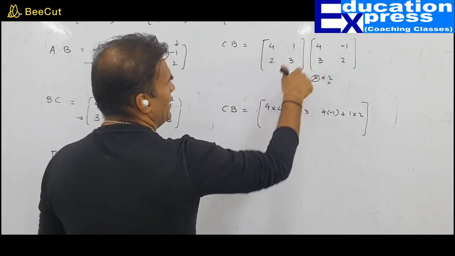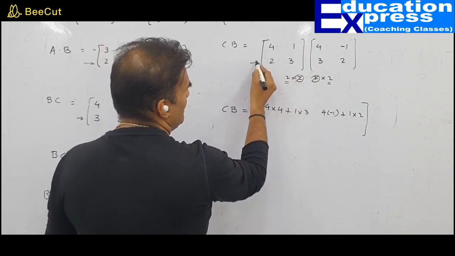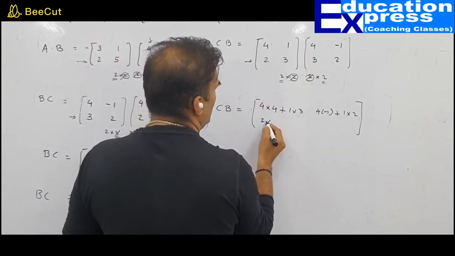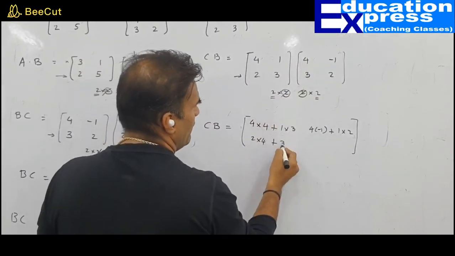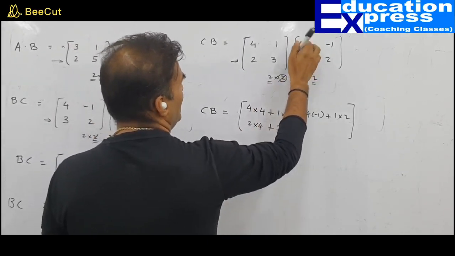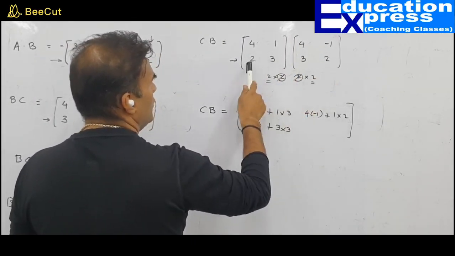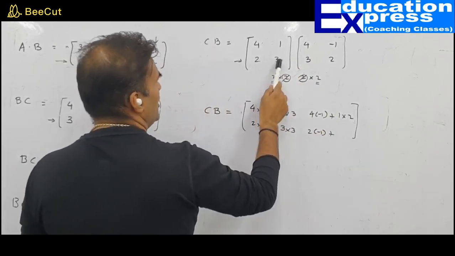First row has been taken care of. Now the second one. Second one will start with this. Alright. So 2 into 4 plus 3 into 3. Next, since this is done with this, we'll move on to the next column. 2 into minus 1 plus 3 into 2.